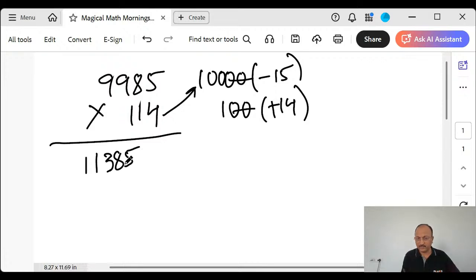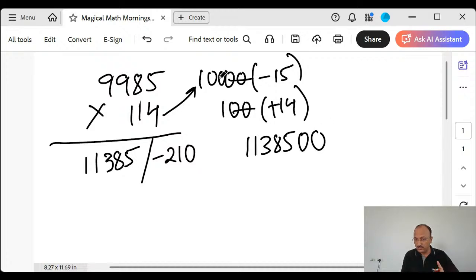11385 we'll get. Okay, and then what we're going to do, multiply 15 into 14, that is 210. 14 tens are 140, 14 fives are 70, that is 210. So what we'll do, minus 210 will come. Here actually one digit more is there, but since we are subtracting, it will not make any difference.